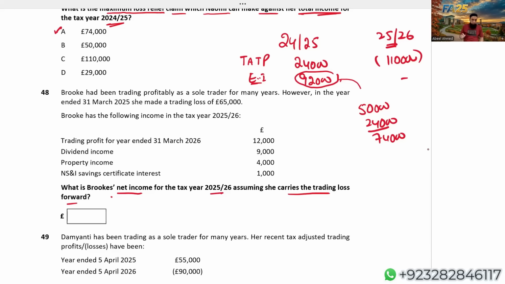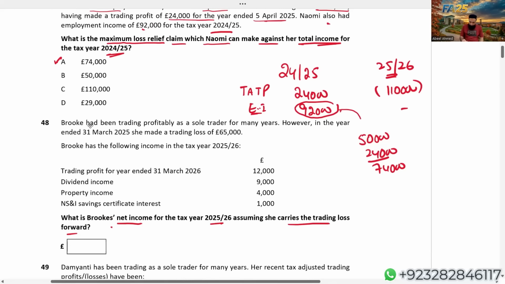Now read the requirement again, then I'll go to the question. What is Brooke's net income for the tax year 25-26, assuming she carries the trading loss forward? Brooke had been trading profitably as a sole trader for many years. However, in the year ended March 2025, which means the tax year 24-25, she made a loss of 24,000. So she made a loss in the tax year 24-25.